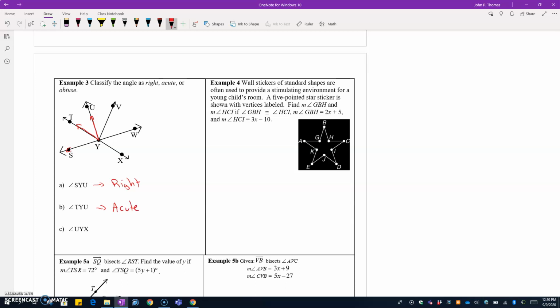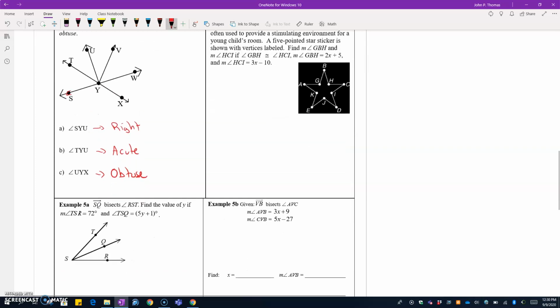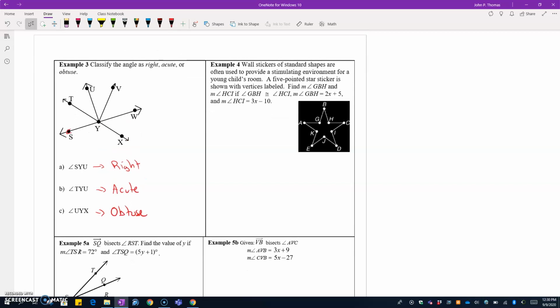And then the last one here is going to be UYX. So if we go from U to Y to X, all right, that is very clearly an angle that's over 90 degrees. So that is obtuse. All right, so we have right is 90 degrees, acute smaller than 90, obtuse larger than 90. All right, moving on to the next example here, over to the right, example 4.